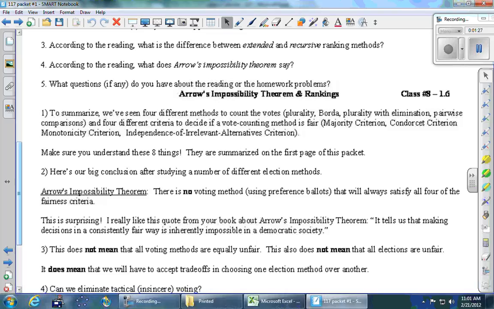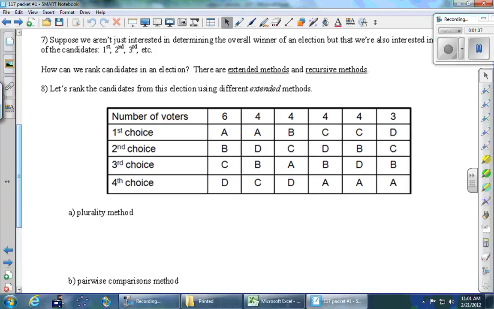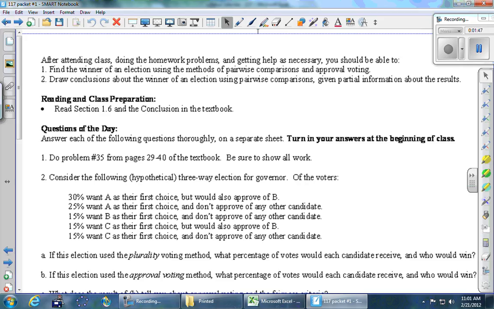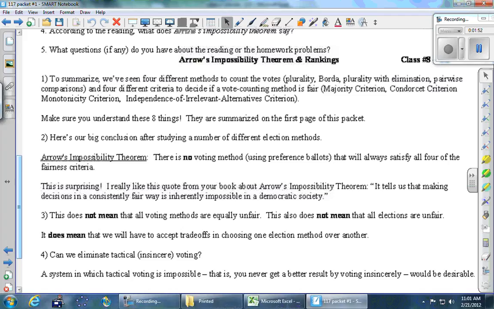I'm hoping that by the time we get to the test, you guys are comfortable with all 4 of those vote counting methods, and I could give you a preference schedule like that, and I could say who wins using plurality, who wins using Borda, and you're able to do all the calculations for me. And then that was the one track, and the other track were the 4 fairness criteria to see if the vote counting methods are fair. And so we had the majority criterion, the Condorcet criterion, the really hard one to pronounce, the monotonicity criterion, and then finally, independence of irrelevant alternatives criterion.